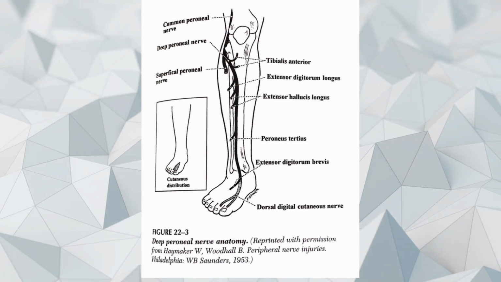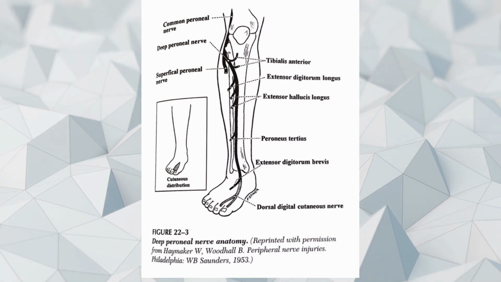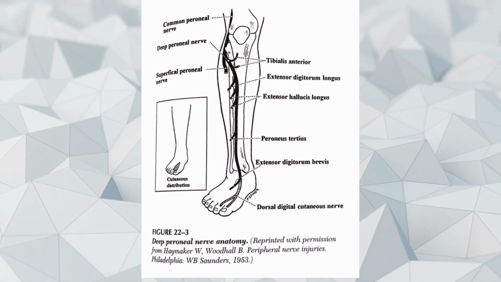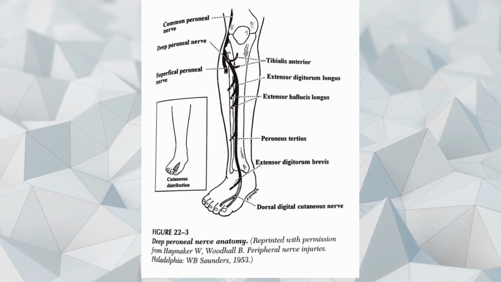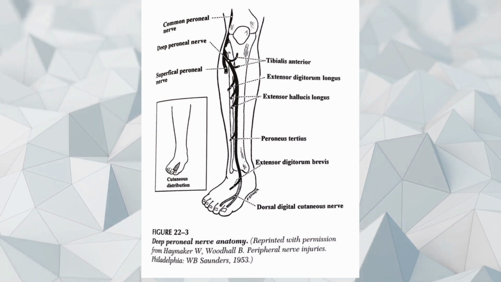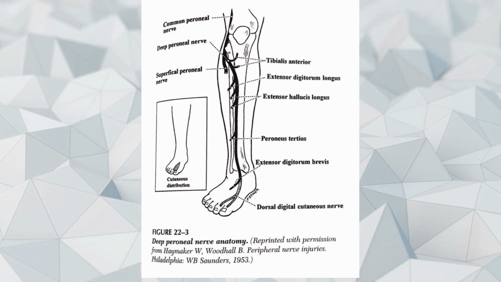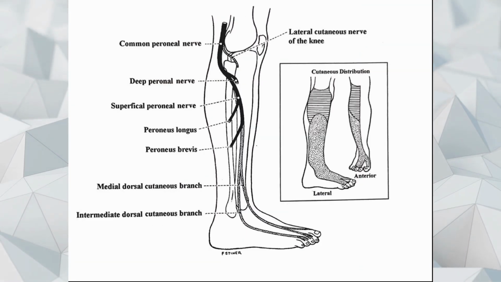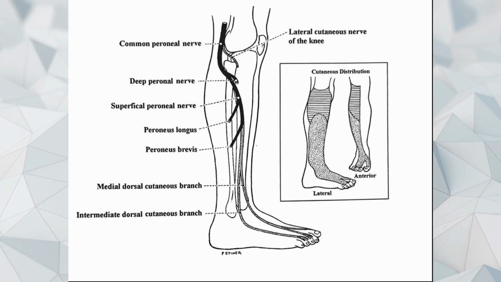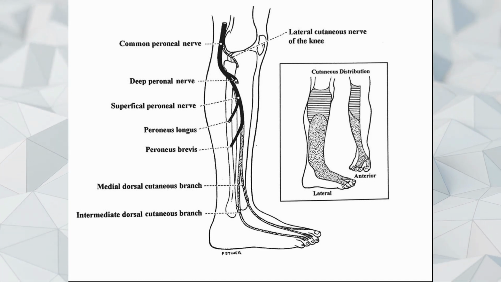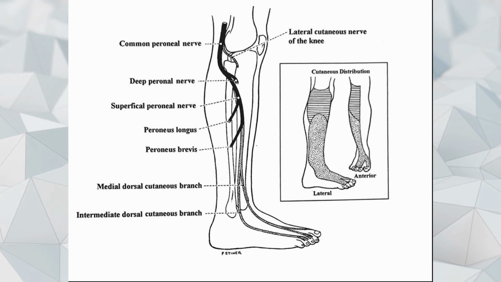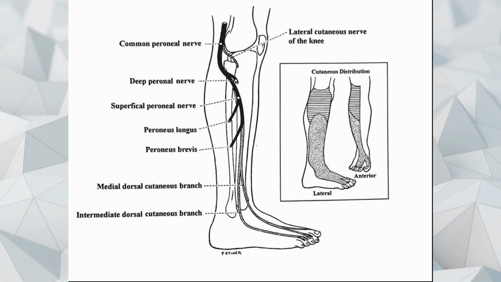The deep fibular nerve innervates the muscles listed here and provides a small amount of sensation to the foot in the first dorsal webbed space. The action of these muscles is primarily ankle dorsiflexion. The superficial fibular nerve innervates fibularis longus and brevis and provides a larger sensory distribution to the lateral aspect of the leg and the dorsum of the foot. The primary action of these muscles is ankle eversion.